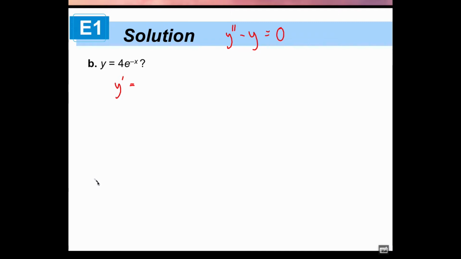What's y prime? Negative 4 e to the negative x. Why, Casey? Yes, you could do product rule. There's nothing wrong with that. You could do product rule. It's just more work than you need to do.